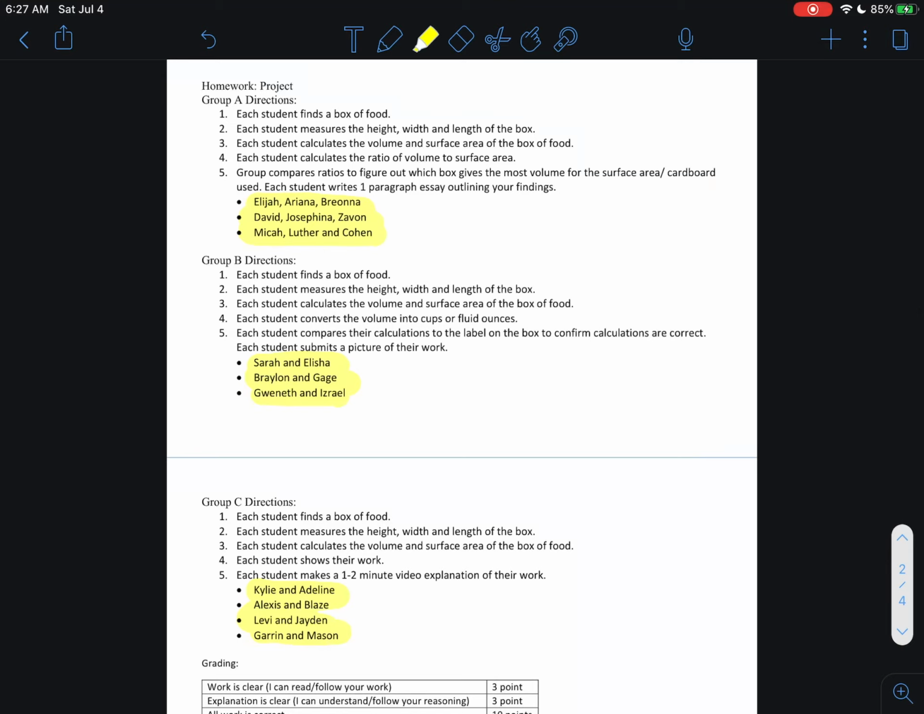Number one, you're finding a box of food. So go into your kitchen and you want to find a box of Cinnamon Toast Crunch or a box of graham crackers, a box of anything. Really, it can be any box. It doesn't have to be a box of food. But we're using boxes of food because you might have a part of your project, depending on which group you're in, where you need to compare the label, which tells you how much food is actually in that box.